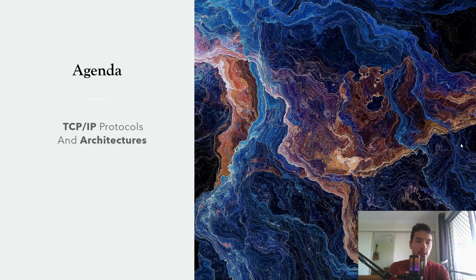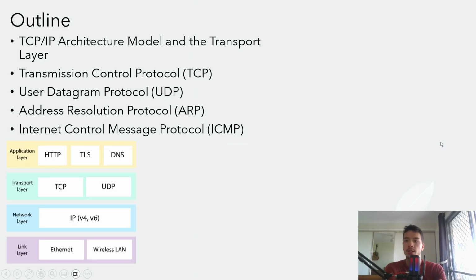Okay, first thing, outline. We're going to be discussing the TCP/IP architecture model and the transport layer. We're going to be discussing the Transmission Control Protocol, TCP, a very common one. You've got the User Datagram Protocol, which is UDP, ARP, which is Address Resolution Protocol, and Internet Control Message Protocol, ICMP. As you can see here, I've made a quick diagram that shows where the applications sit. You've got TCP and UDP in the transport layer, and IP in the network layer, etc.